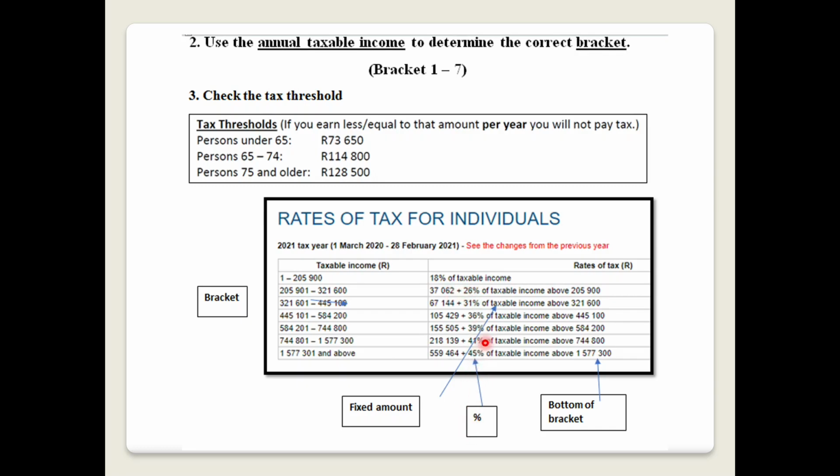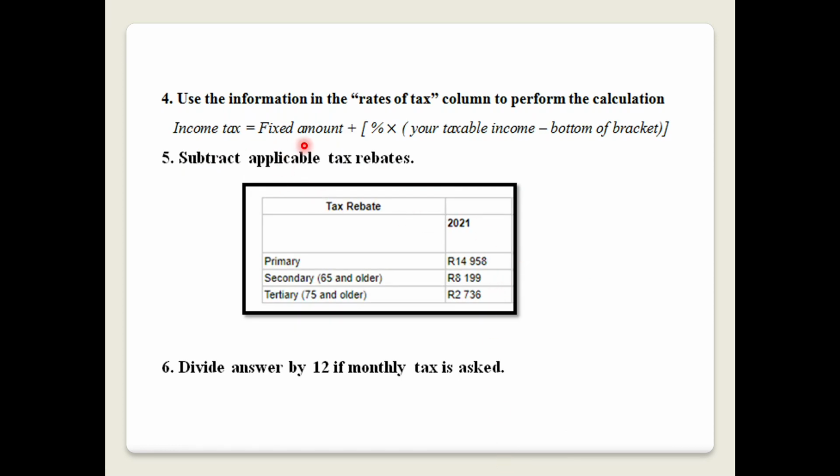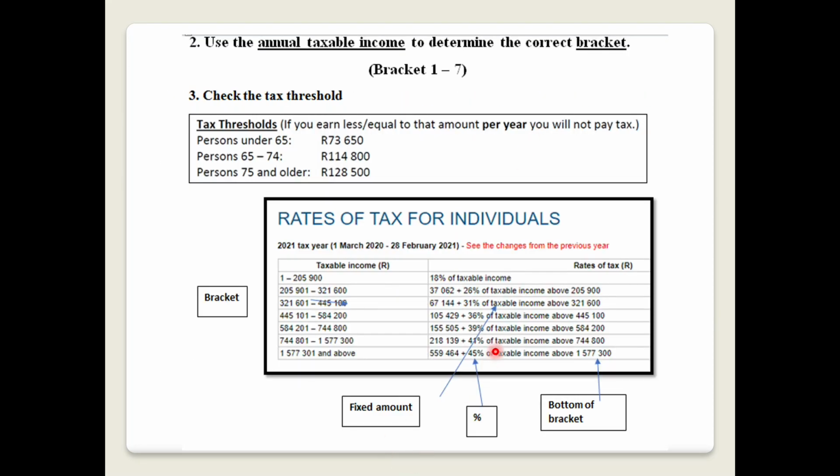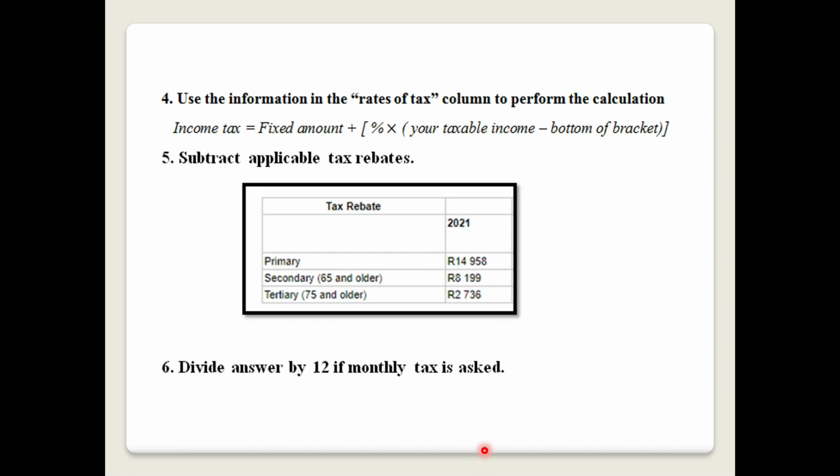So that is a fixed amount. This is the percentage, and that part is the bottom of the tax bracket. Then use the information in the rates of tax column to perform the calculation. This is the rate of tax column, and this is how we're going to formulate and calculate the tax. This side is only to find the correct bracket, and this side is my calculations. Then after I've done that, I subtract applicable tax rebates.